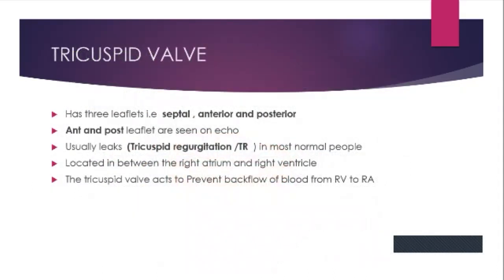So let us see the tricuspid valve. It has three leaflets: the septal, anterior, and posterior. Anterior and posterior leaflets are always seen on echo. Usually, leaks or regurgitation are normal in most people. They have what we call trivial regurgitation, which is very normal. They have a mild regurgitation located between the right atrium and the right ventricle. The tricuspid valve acts to prevent backflow of blood from the right ventricle to the atrium.